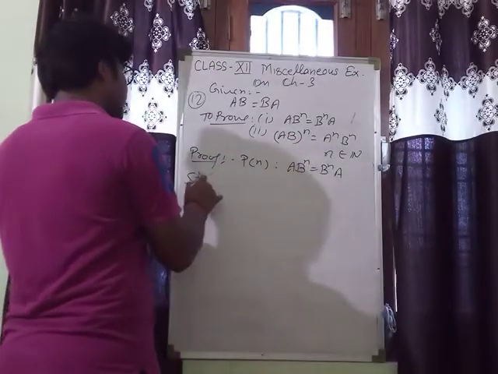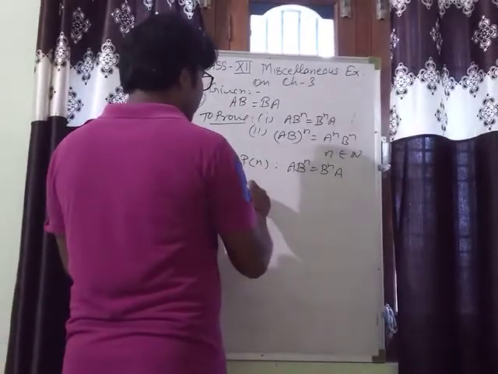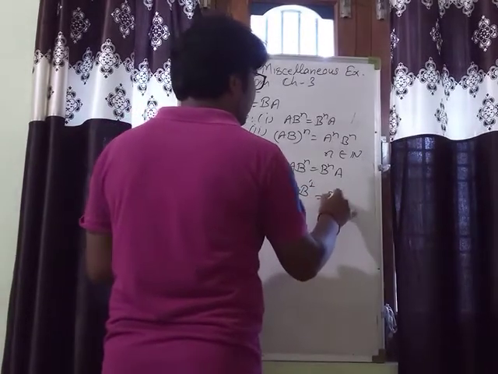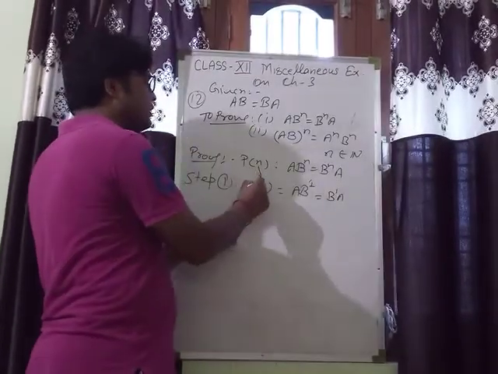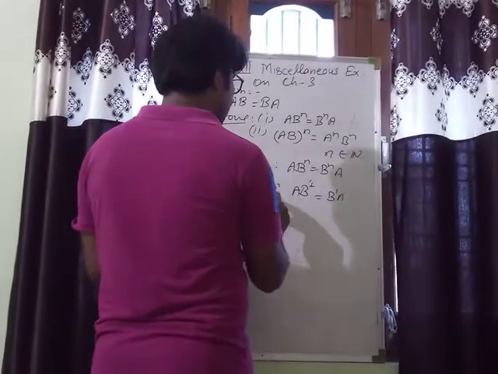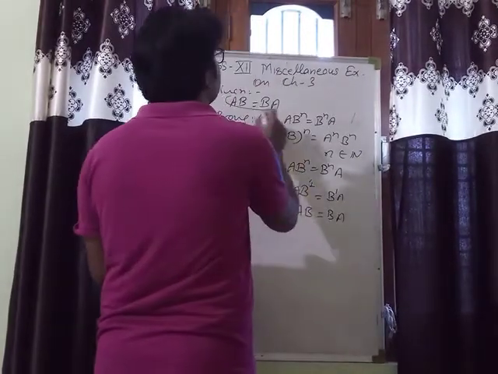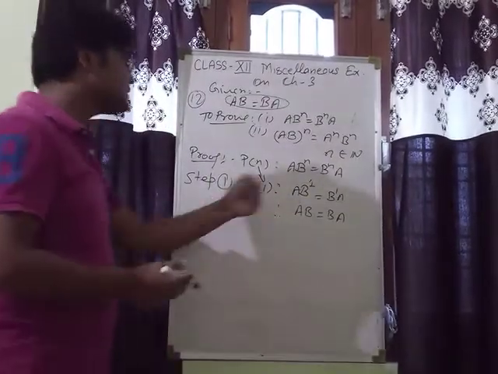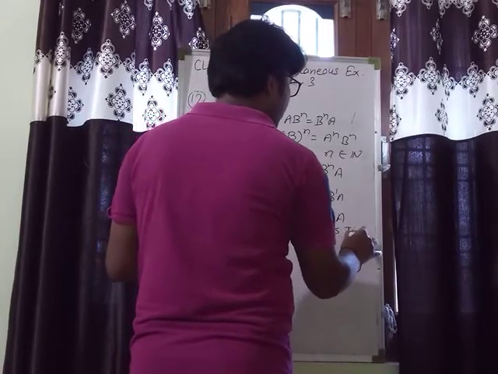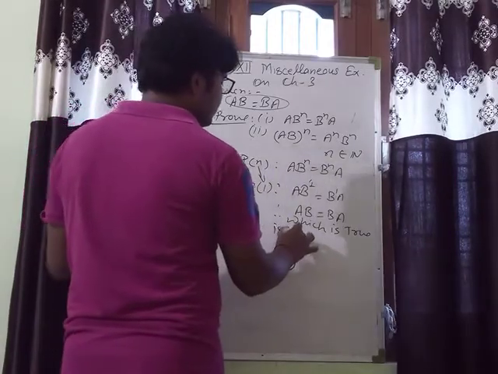So step first में हम क्या करते हैं? Step first में हम शो करते हैं कि P1 is true. So P1 क्या आएगा? P1 is AB to the power 1 is equal to B to the power 1 A. We will replace n by 1 at its place. This is AB equal to BA, which is given. So this is true. So P1 is true.